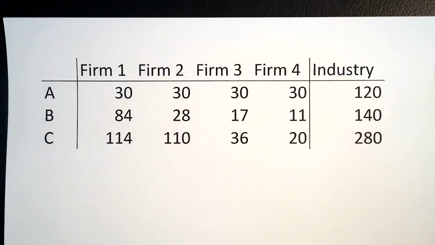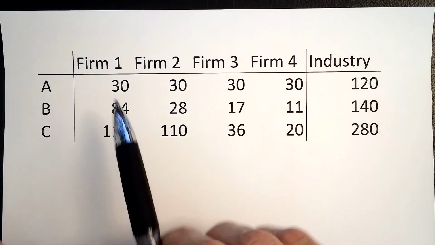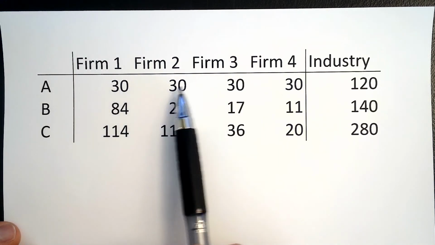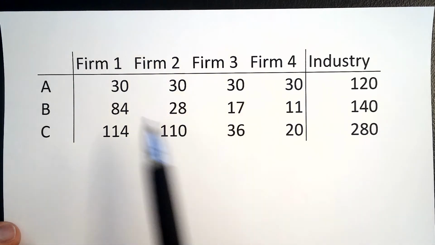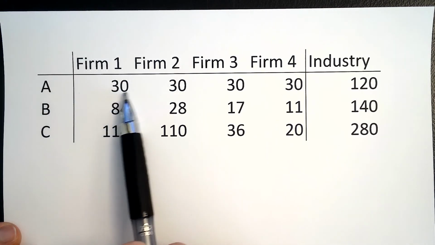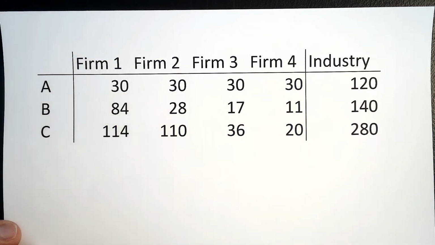Okay. So here, consider that we have 3 industries, and those industries are called A, B, and C. In each industry we have 4 firms, and those numbers here represent the revenue or the sales associated with each firm in each industry. So here we have, for example, revenue or sales of 30 that is associated with firm 1 in industry A.